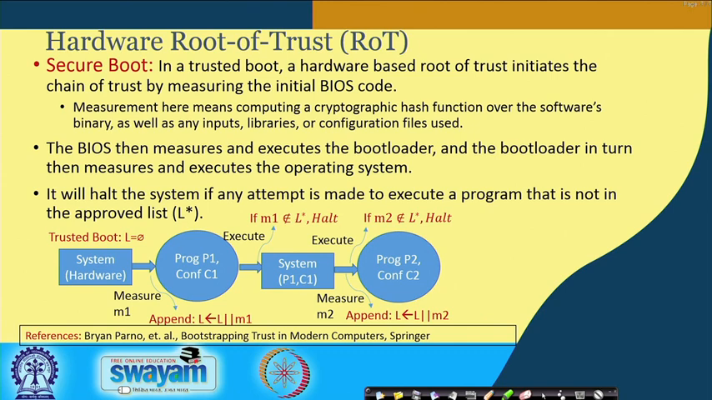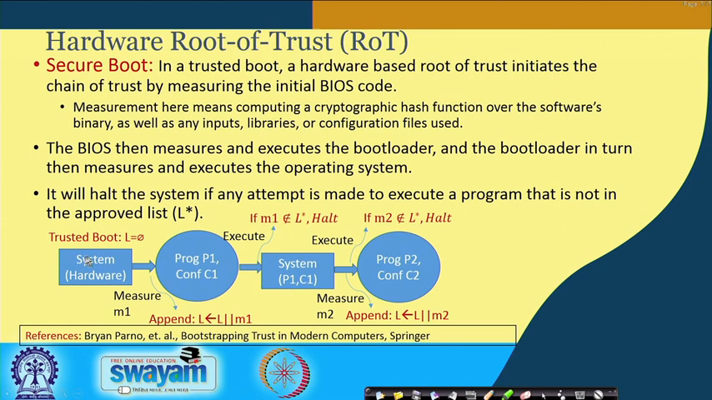In trusted boot, there is a basic component, which is essentially hardware. The basic root of trust is hardware, and it tries to initiate a chain of trust. The idea is that there is a small component, which is your system hardware, as shown here. This is the starting point of your root of trust.